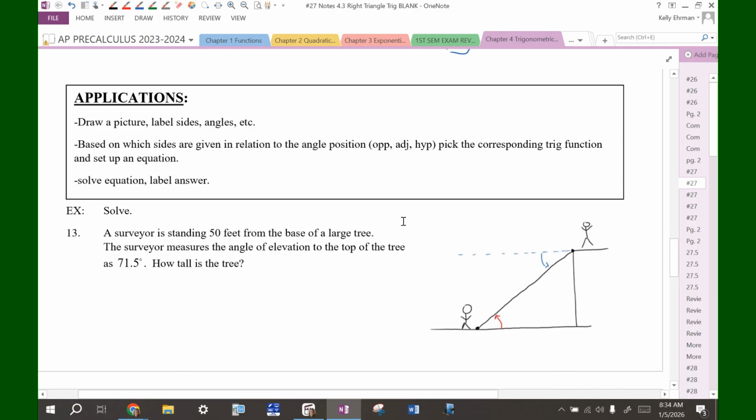We're going to use Desmos this year, which is why I re-recorded this video. So in general, for application problems, if you're not given a picture, you should draw a picture, label what you know, label angles, maybe put variables for missing parts. Based on which sides are given, so do you have opposite hypotenuse or opposite adjacent, whatever, pick the corresponding trig function and set up an equation. Most often it's a tangent function. It's usually known, like usually we can measure easily a horizontal distance and a vertical, and we're usually looking for a hypotenuse or an angle or something. Solve your equation, make sure you label your answer, and always round to 3 decimal places.